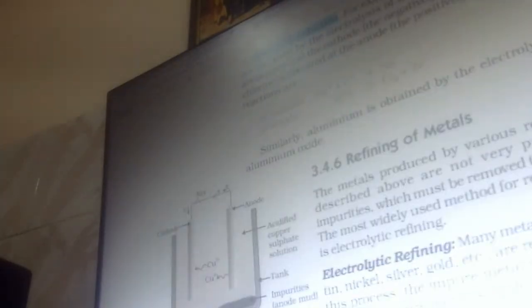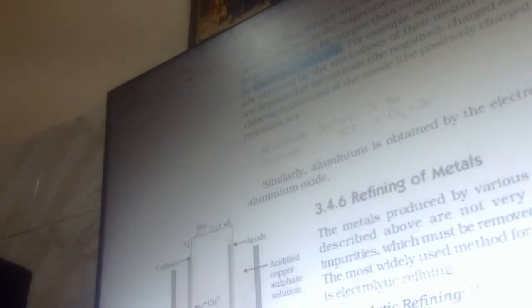So how do you do this? Anode mud comes, right? Okay, got it.